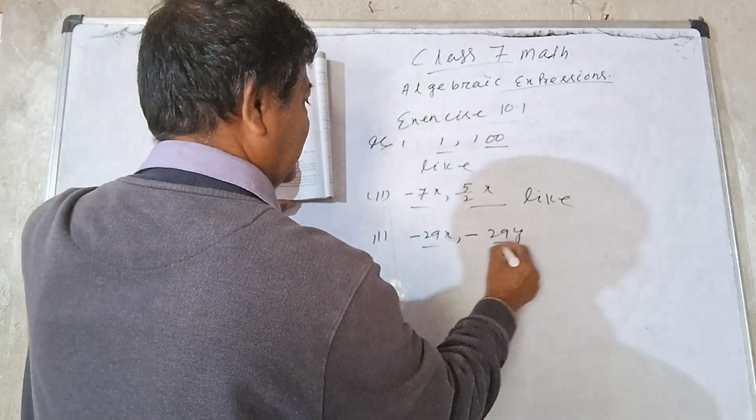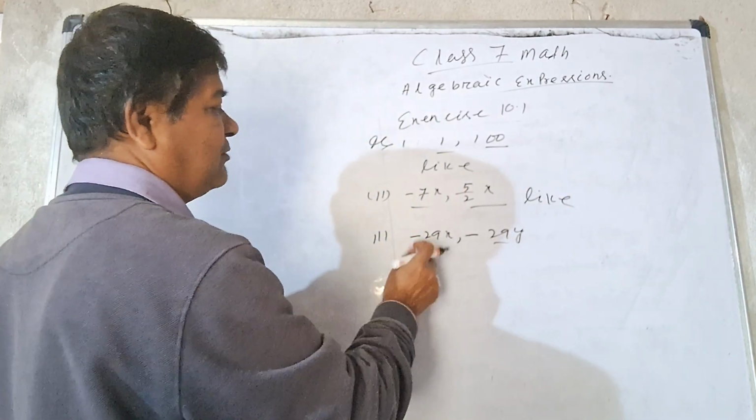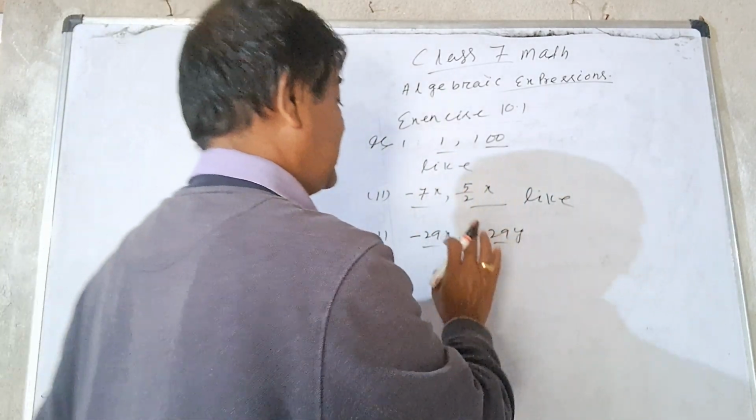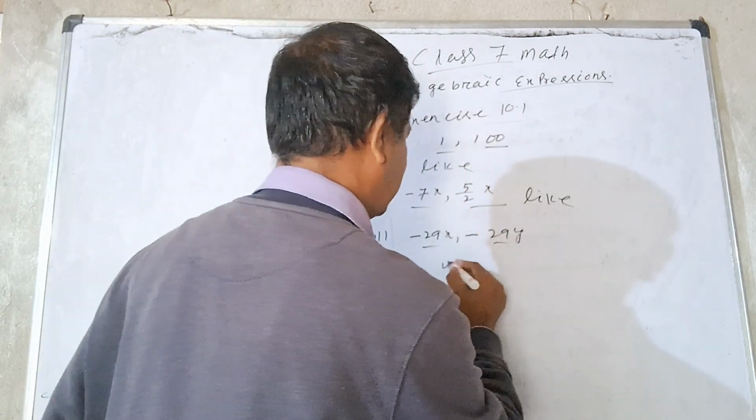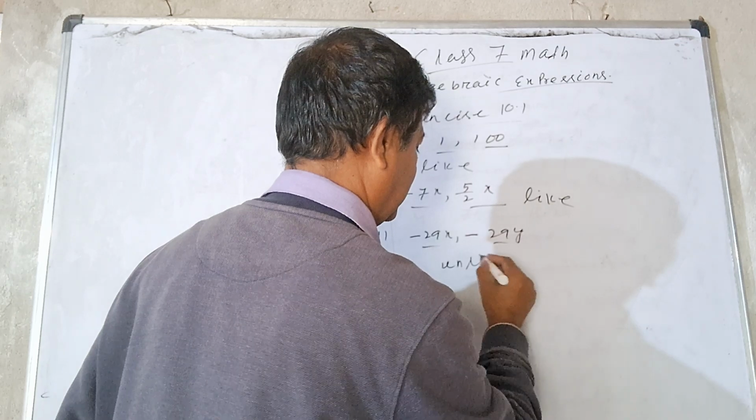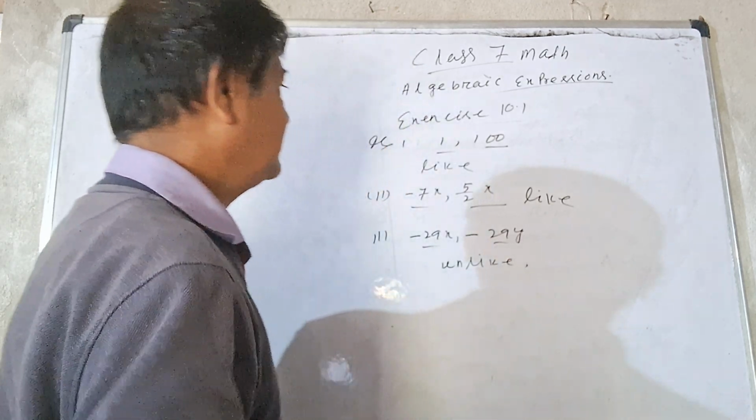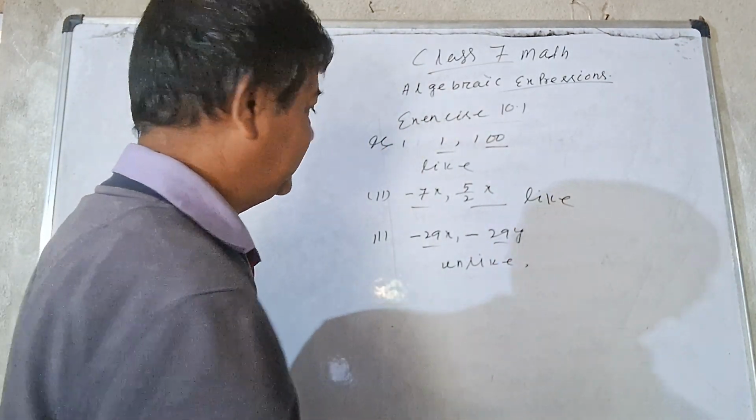Third, minus 29x and minus 29y. Here the coefficients, 29, remain unchanged, minus 29 also. But the variables are different, x and y. That means unlike terms. In this way you will be able to do your question number 6.